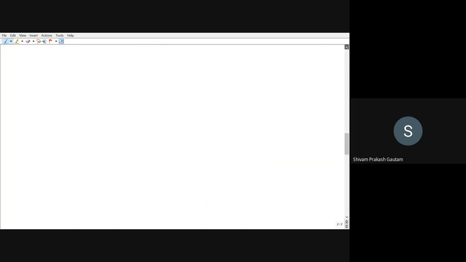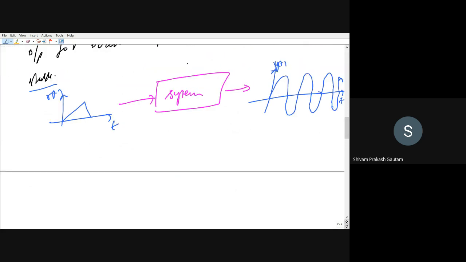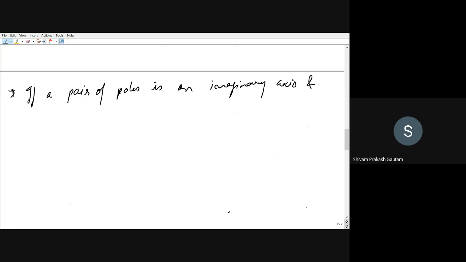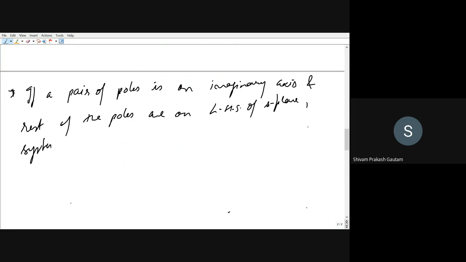Second definition is that if a pair of poles is on the imaginary axis and the rest of the poles are on the left hand side of the S-plane, then in this case also the system is said to be marginally stable.